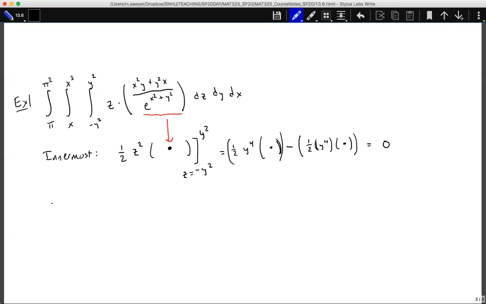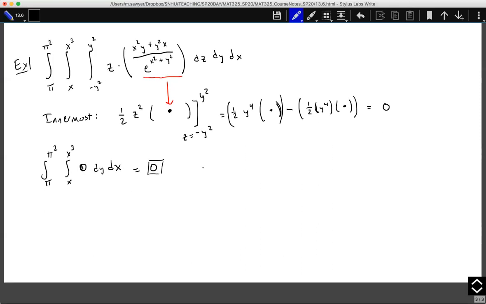equals 0. So then when we're doing our integral, pi to pi squared, x to x cubed times 0 dy dx, this will be 0. Because no matter what I do, I'm going to get pi to pi squared times some constant, x to x cubed dx. But there's no y values to drop in, so I'm still going to get 0. So pi to pi squared of 0 dx. So I'm always going to get 0 out.